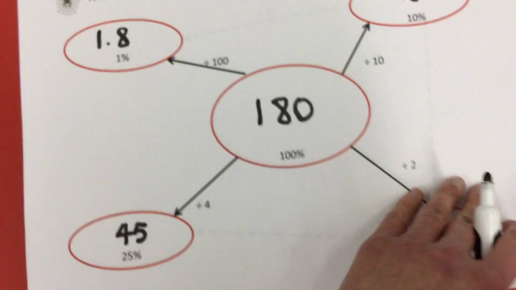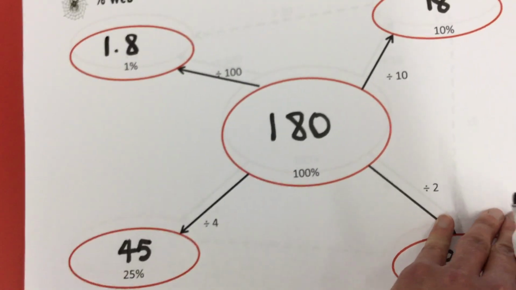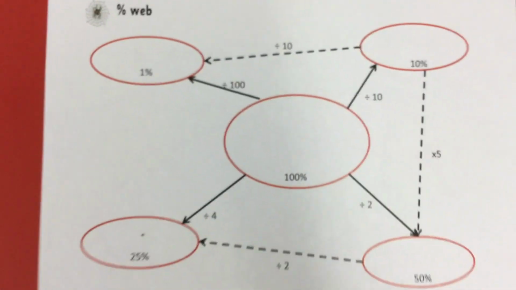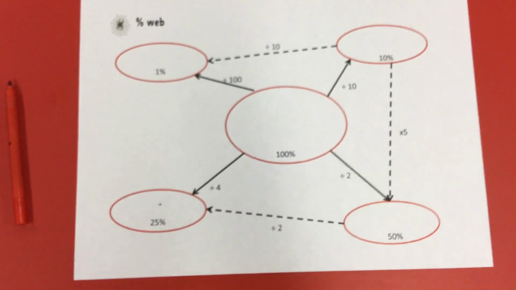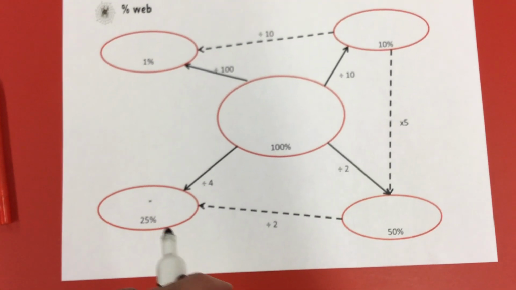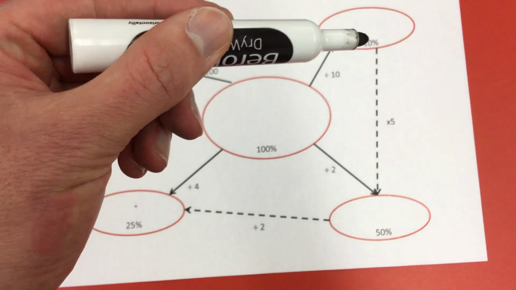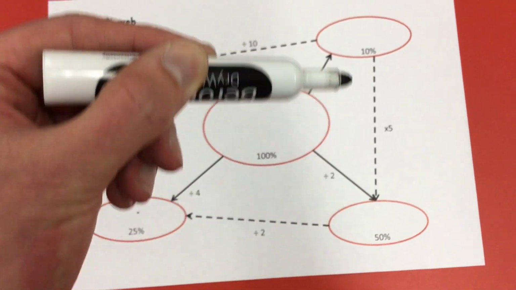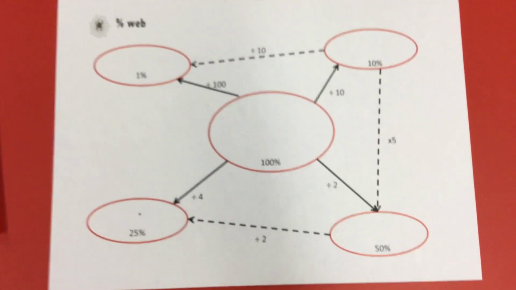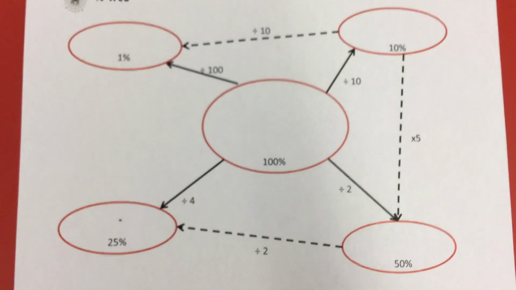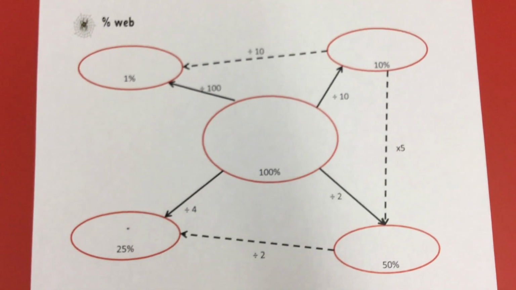Now on the next page we can show you the link between all of those things here. So as I said before, you can go from 50% to 25% by dividing by 2. 10% times 5 is 50%. 10% divided by 10 is 1%. So there are other ways to work these out. You don't just have to do the division each time.